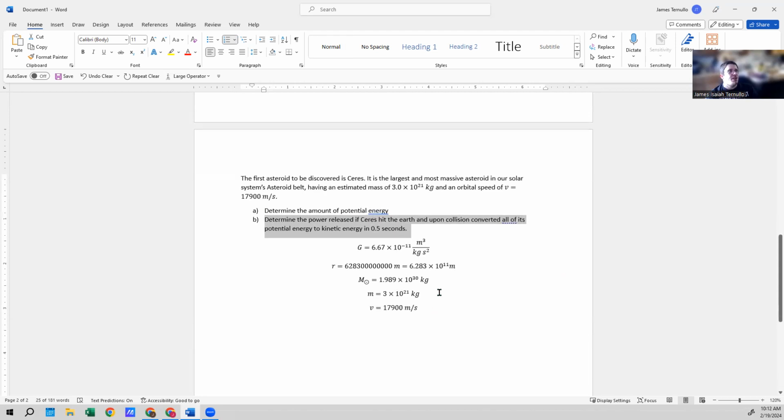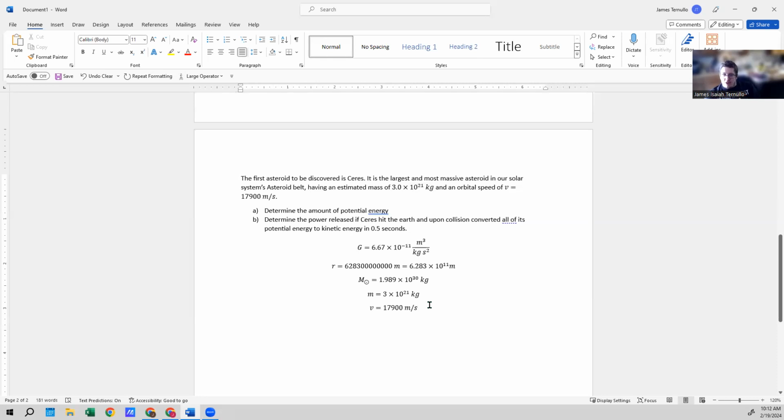Okay, so some things that we're going to need. We're going to need big G, which is Newton's gravitational constant. We're going to need the radius, or the distance that the asteroid is from the Sun, which I took to be the outer region of the asteroid belt, approximately 6.283 times 10 to the 11 meters. We also need to know the mass of our sun, and we're given the mass of the comet and the velocity that it has.